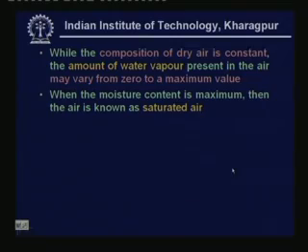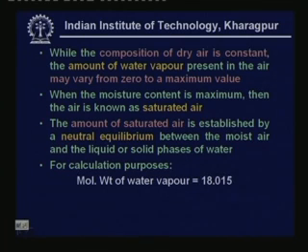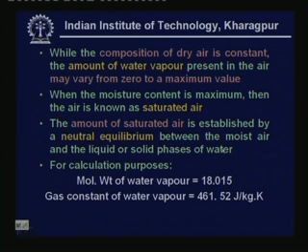When the moisture content is maximum, then the air is known as saturated air. The state of saturated air is established by a neutral equilibrium between the moist air and the liquid or solid phases of water. So when you say that the air is saturated, that means essentially there is a neutral equilibrium between the moist air containing water vapor and liquid water or solid, that means equilibrium between liquid water and moist air or between ice and moist air. For calculation purposes, we can take the molecular weight of water as 18.015 and the gas constant of water vapor as 461.52 joule per kg Kelvin.